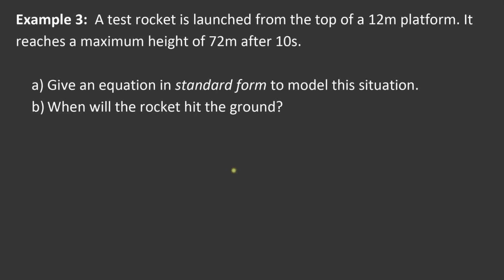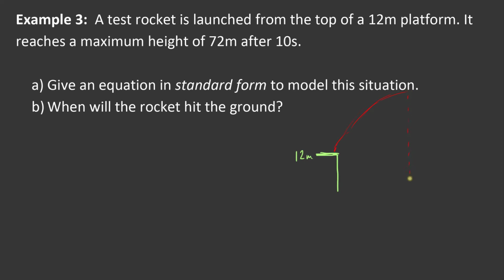I always like to stop reading and draw a little scenario for myself. So I've got this platform right here. This platform is 12 meters up in the air. So that's a 12-meter tall platform. And my rocket is going to be fired from this platform. It reaches a maximum height of 72 meters. So that's actually much higher than 12 meters. So it's kind of up here after 10 seconds.